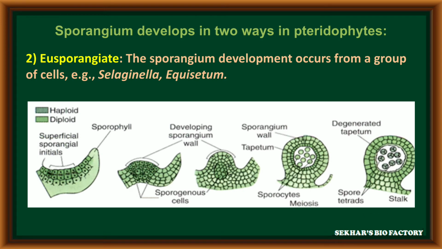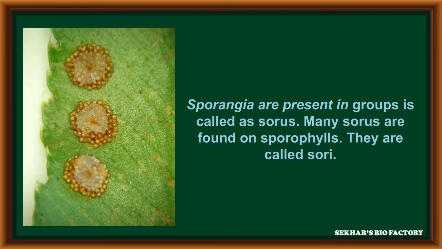The second type is where sporangium development occurs from a group of superficial cells. This development, from a group of cells, is called the eusporangiate method. It can be observed in some plants like Selaginella and Equisetum. The sporangia present in a group are called a sorus. Many sori are found on a sporophyll. The group of sori is called sori.